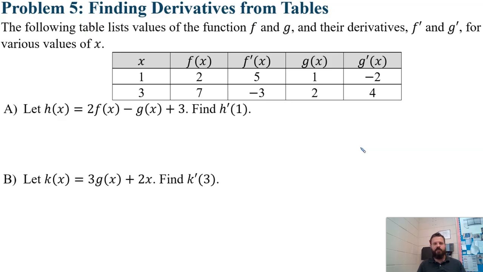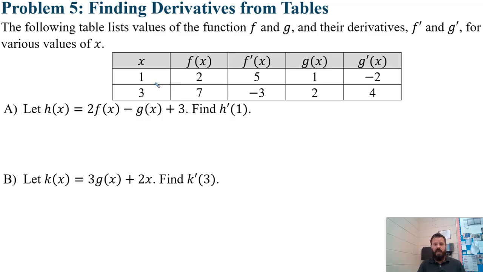Last thing we're going to do today is look at using tables of values of functions along with derivatives, or just values that were given, to evaluate some derivatives. Okay, so problem 5 says the following table lists values of functions f and g and their derivatives f prime and g prime for various values of x. So we've got x equals 1 and 3.